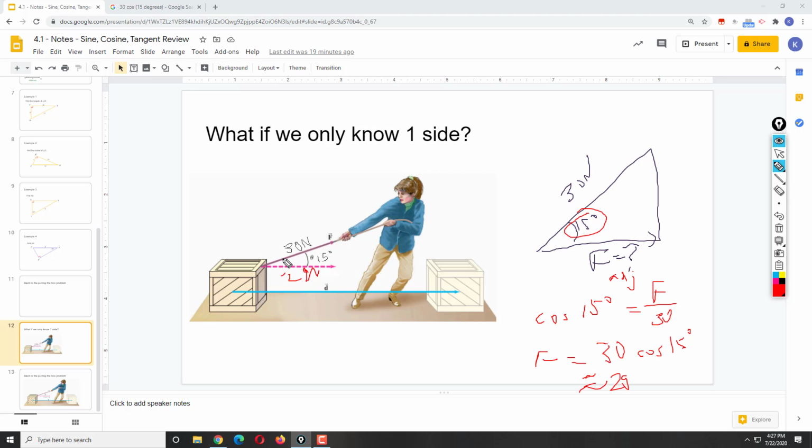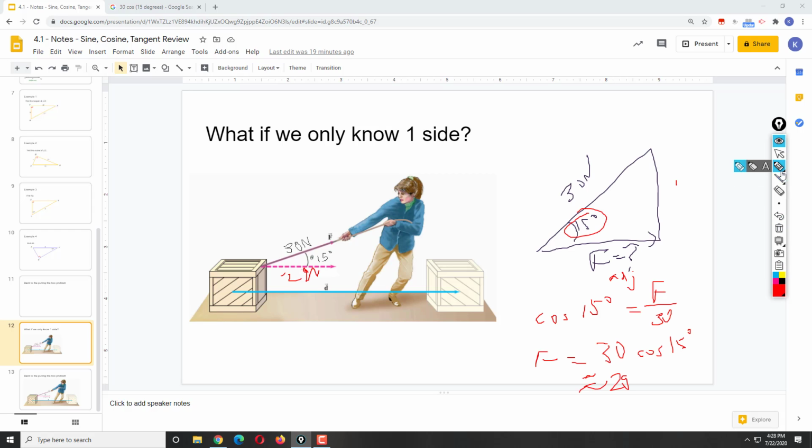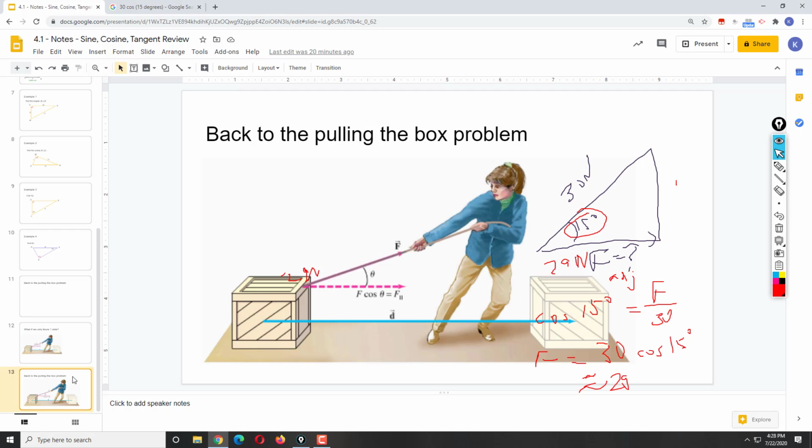I shouldn't say it that way because it's the Pythagorean theorem, so it's not like this is 1. This is actually going to be bigger than the horizontal part. But we know that given this triangle, the horizontal component is about 29 newtons. In fact, as we have seen, whatever this force is, this is always just the cosine. So that's why if this is F, the horizontal component is really F times cosine of theta. Okay. That's it for the quick review of sine, cosine, and tangent.